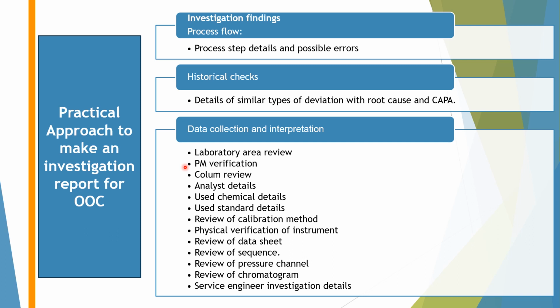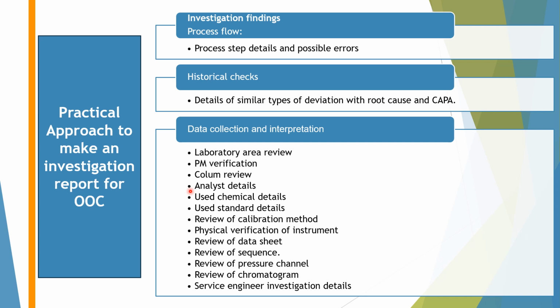Next is preventive maintenance verification. Here you need to check that preventive maintenance was performed prior to starting the calibration activity, and elaborate the details of the preventive maintenance performed, right? Next is column review. Here you need to check the details of the column used, that is, that the column used has the right dimension and characteristics as per the details mentioned in the SOP, right? Next is analyst details. Here you need to define the analyst details, who performed the calibration and by whom the out of calibration results were observed.